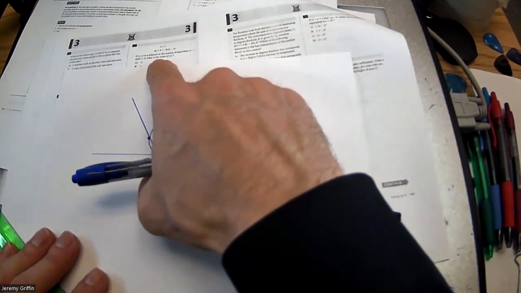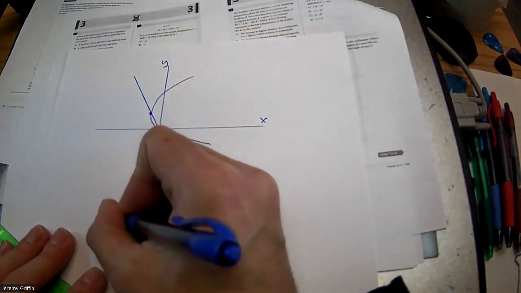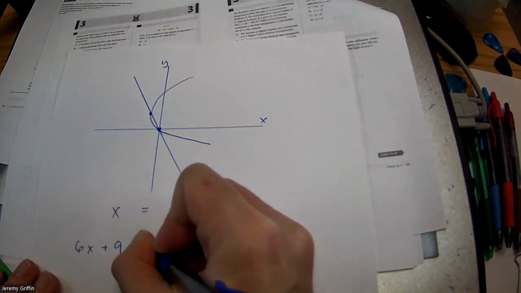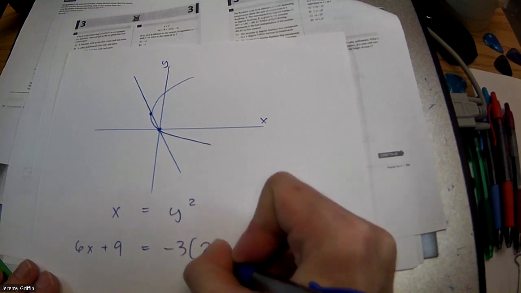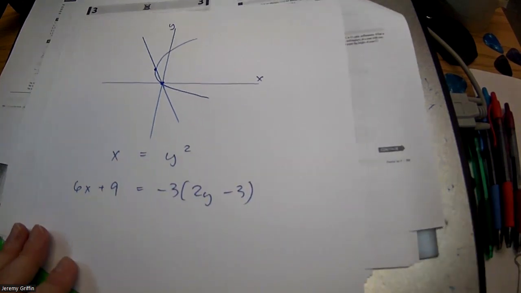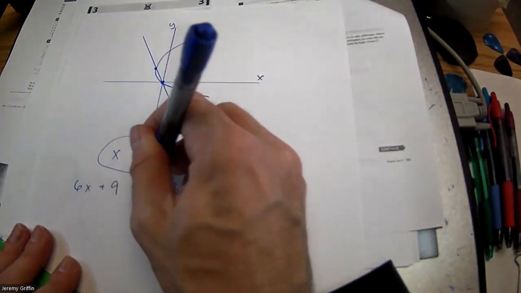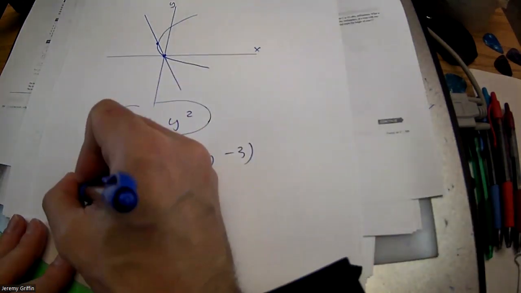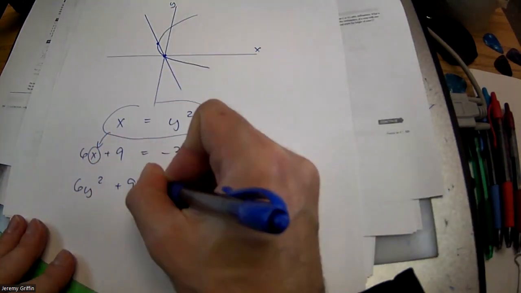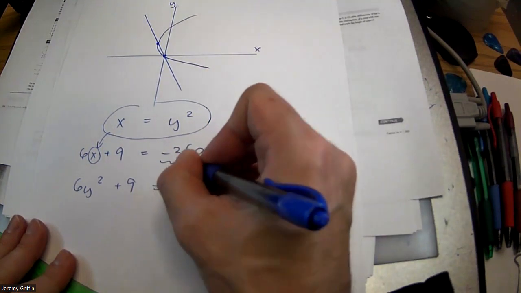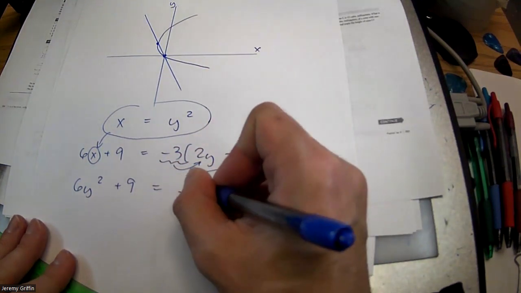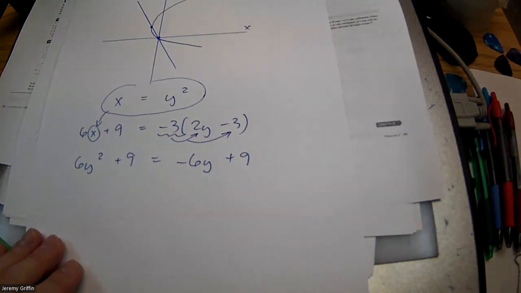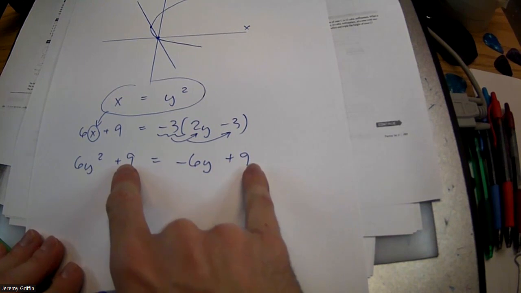We can solve this with algebra though, right? One thing at a time here: x is equal to y squared, and 6x plus 9 is -3 times (2y minus 3). I'll solve this with a substitution. Everywhere I see an x, I'm just going to replace it with y squared. So 6y squared plus 9 is equal to, while I'm at it, I'll distribute this -3 and make that -6y plus 9. Is that okay? Hey, what happens to the plus 9s?